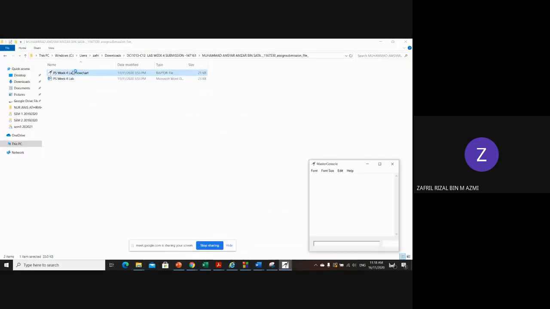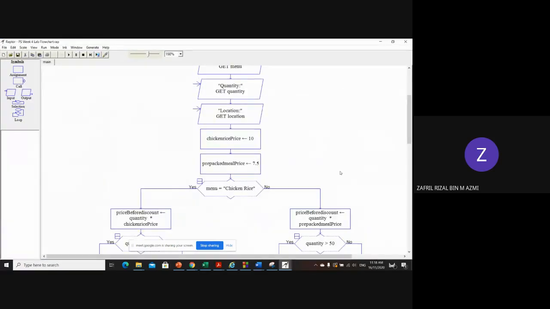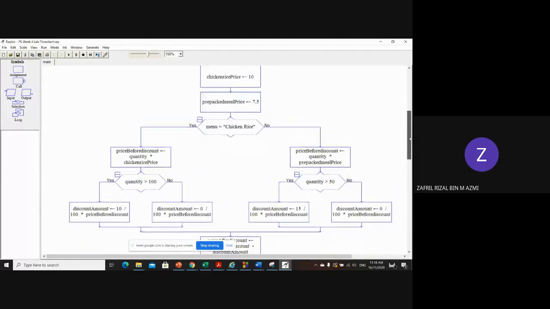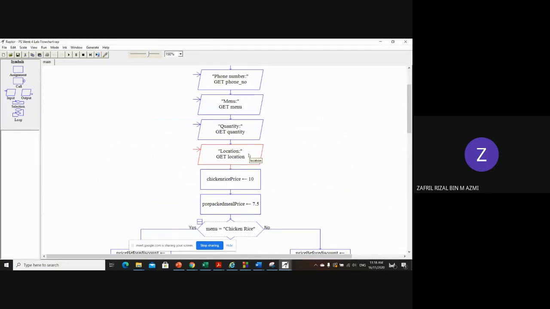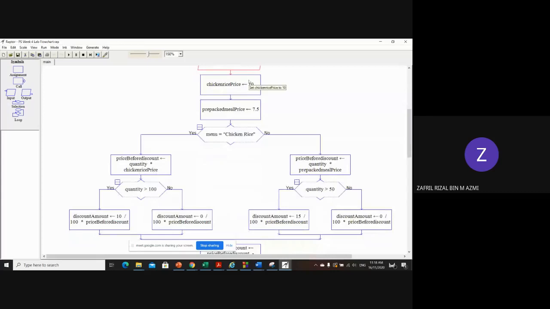Flowchart. Okay, flowchart. Is it similar with the algorithm? Okay, this one, additional information, location. Okay, if you do like this, then it's okay. You define the price over here, then it's okay. So this is the same meaning as the previous algorithm equation. Okay, so this is correct.